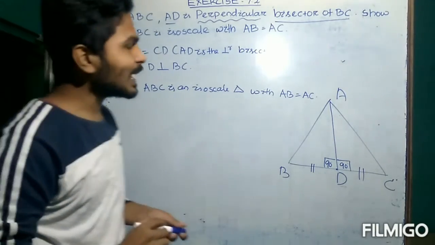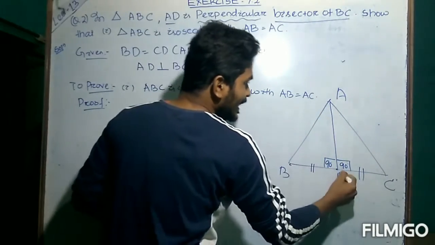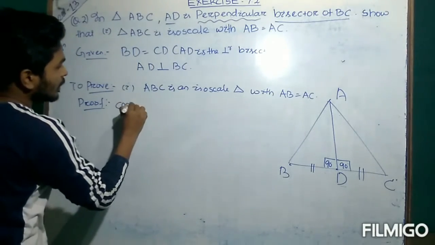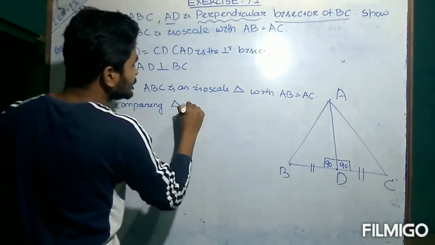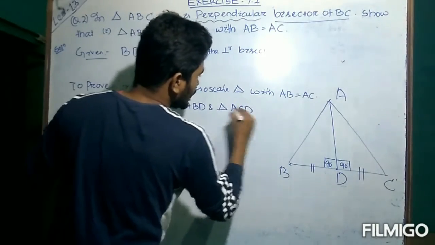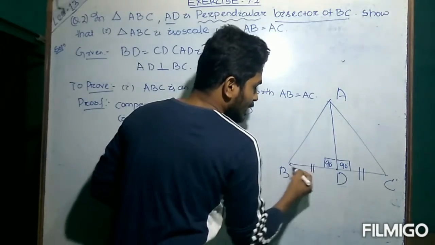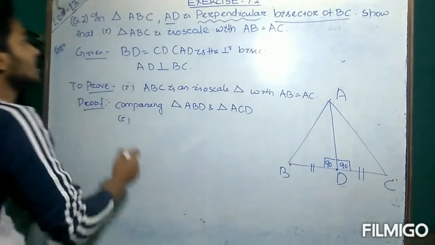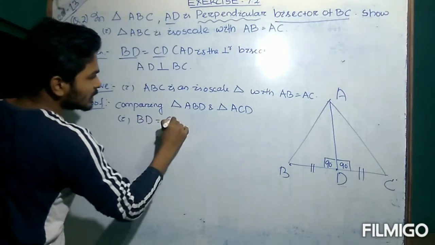In order to prove ABC is an isosceles triangle, we have to choose two triangles. Which triangles? The triangle ABD and the triangle ACD, and compare them. So let's compare triangle ABD and triangle ACD. First condition: in triangle ABD, BD is equal to CD in triangle ACD. Why? Because it is given BD is equal to CD.